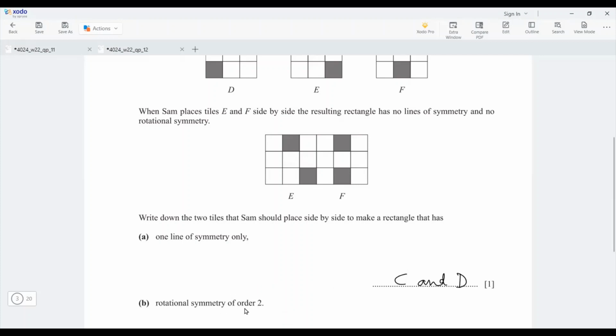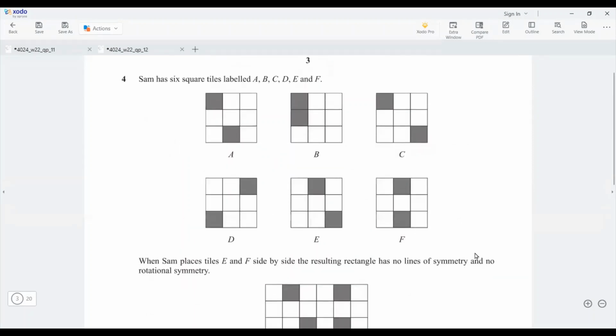What about the next one? Rotational symmetry of order 2. If we have to place two of the tiles together, we can look at whether, if we rotate it, it gives the same shape, and once it's moved to 360, it is showing the exact figure. So till that point, we must have two orders of that symmetry.